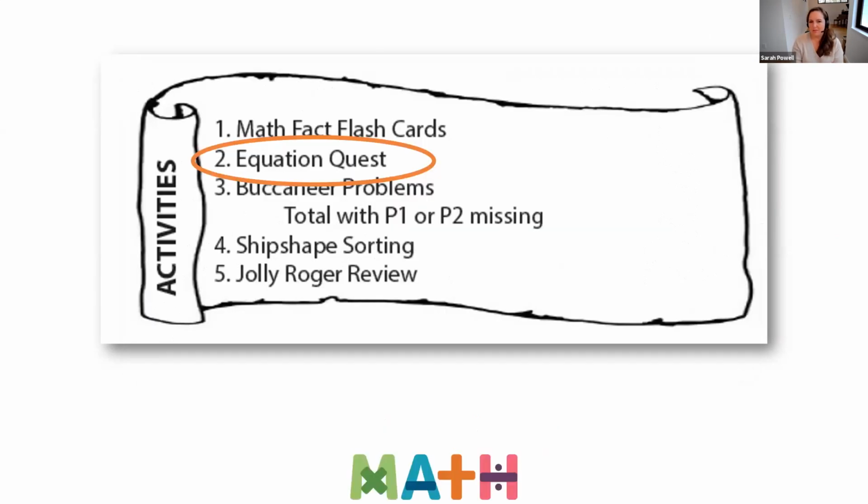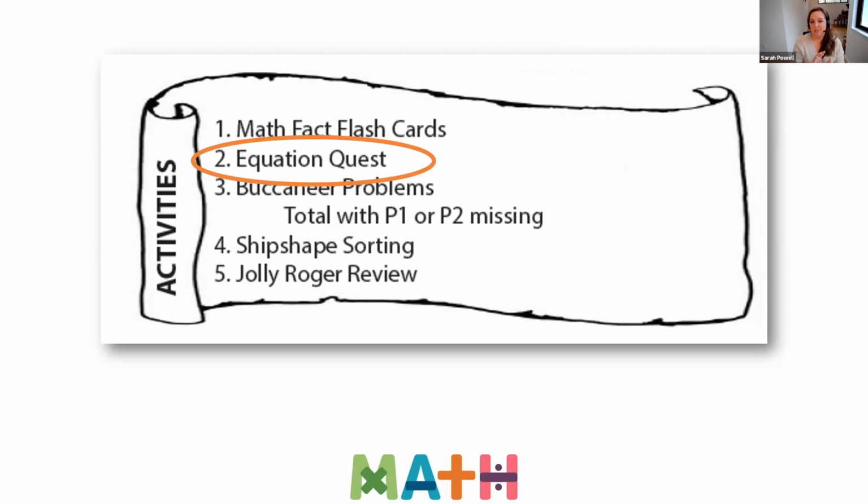So the work that I want to share with you occurred within the Pirate Math Equation Quest program. And so every day we did 5 activities, very similar to Lynn's Pirate Math. We did some speeded practice in terms of fact knowledge. Here we did this through Math Fact flashcards. And then I'm going to talk to you about Equation Quest.